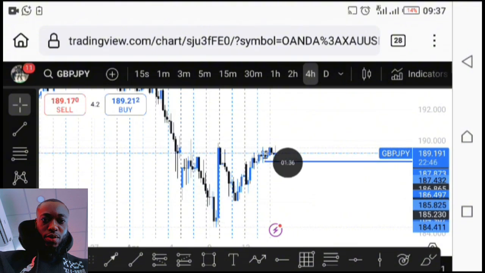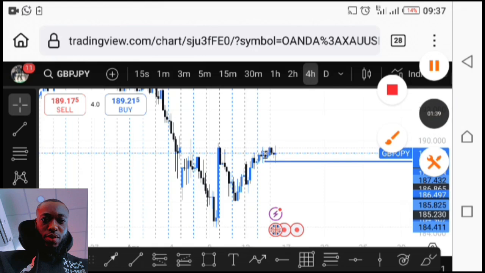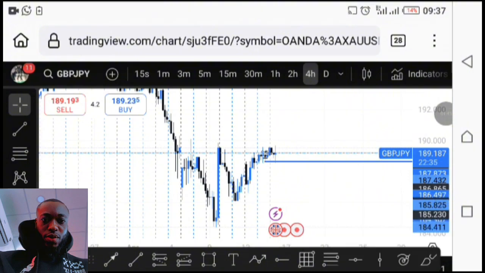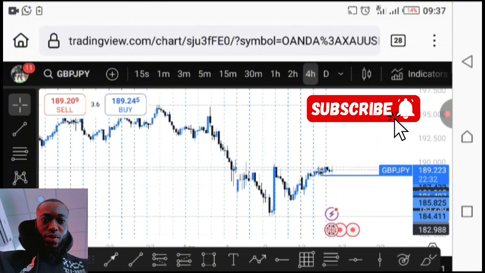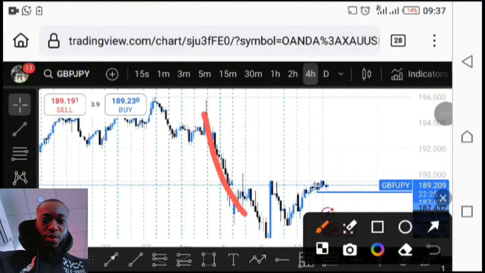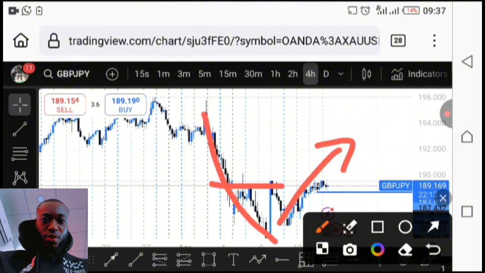So after all this bearish movement to the downside, then we had this break of structure. We had this change of character, signifying that price wants to change its bias to bullish. Do you understand? So after spotting this out, what is the next thing to do?